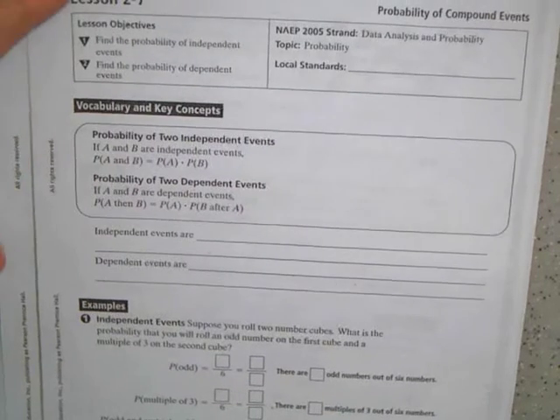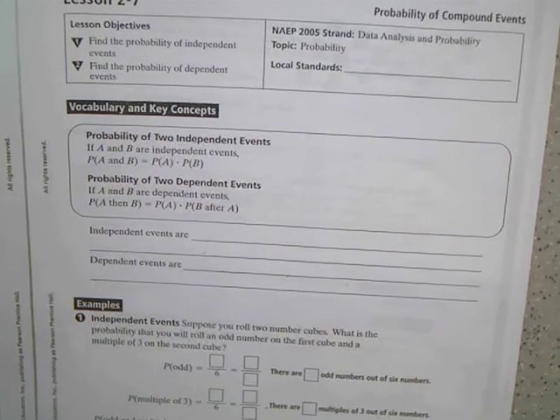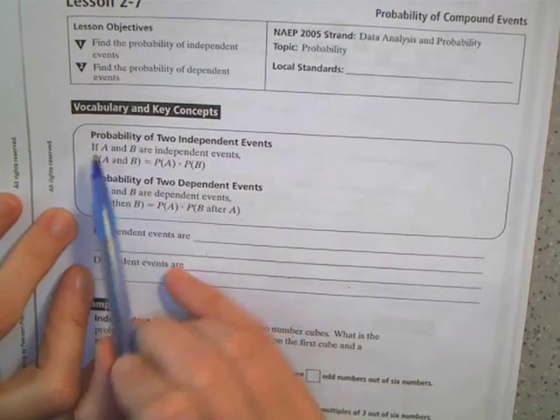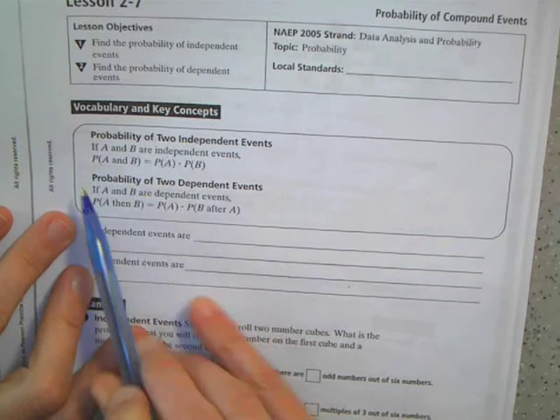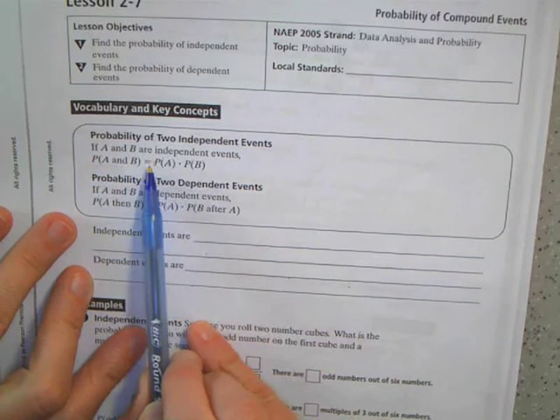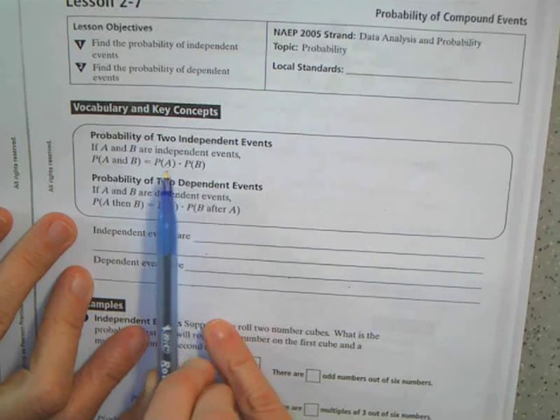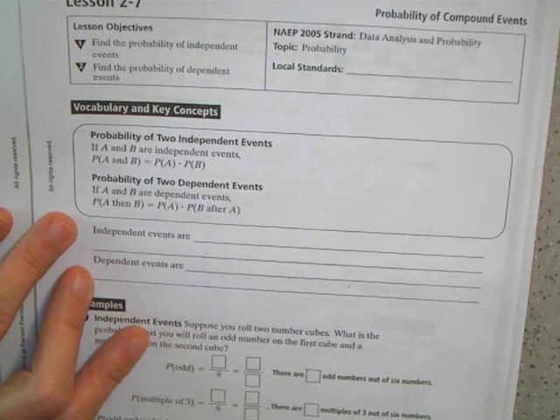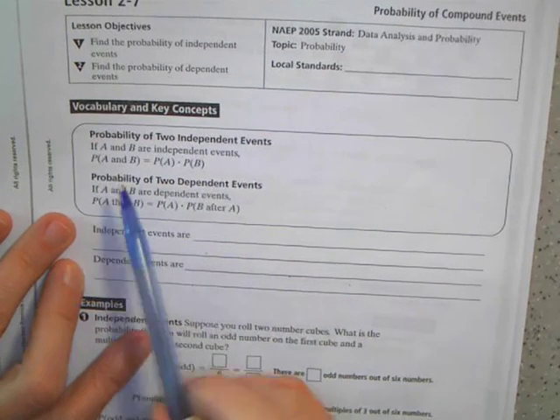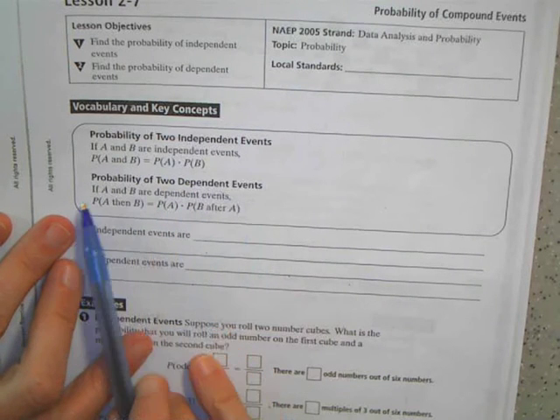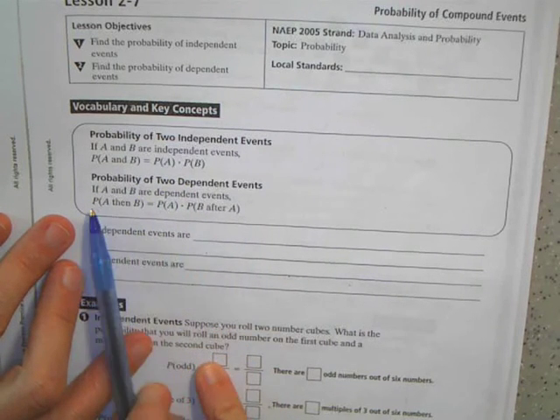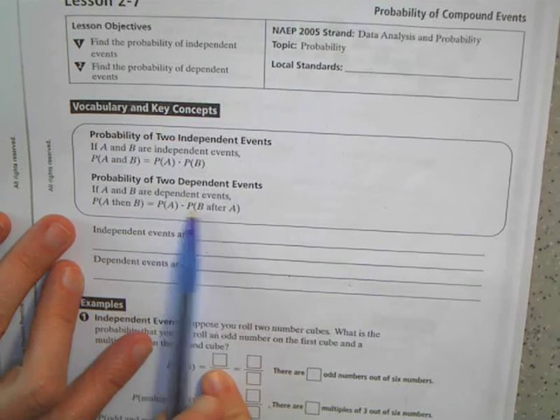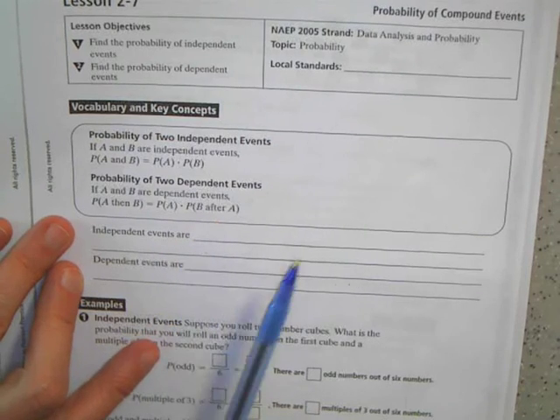Okay, so here are our vocab and key concepts. The probability of two independent events says that if A and B are independent events, the probability of A and B is equal to the probability of A times the probability of B. In other words, independent means that they do not affect each other, and we'll define that here in just a moment. The probability of two dependent events, if A and B are dependent events, the probability of A then B is the probability of A times the probability of B after A occurs.